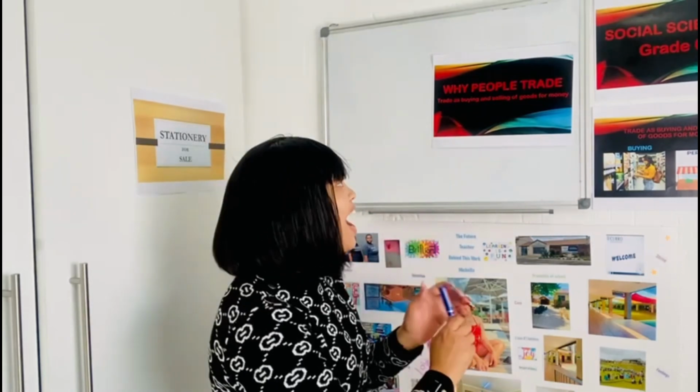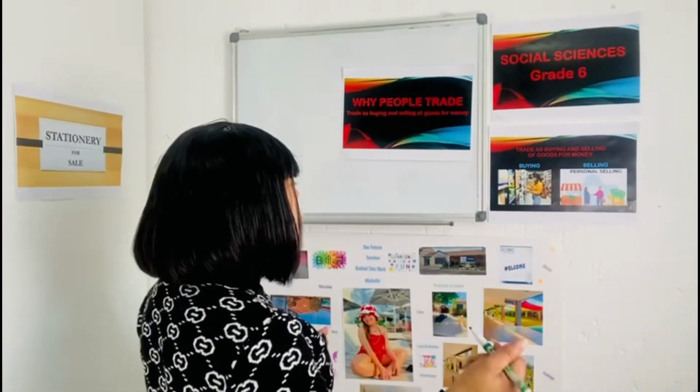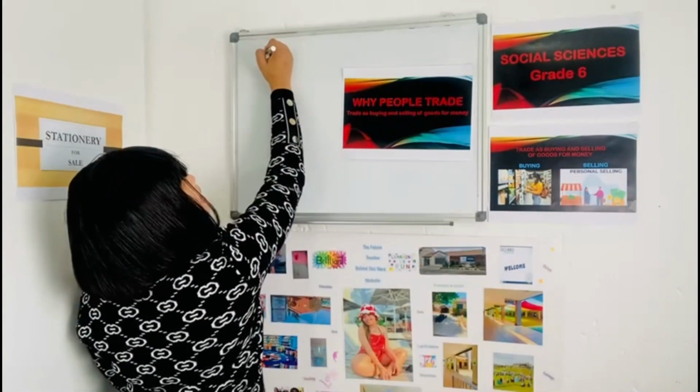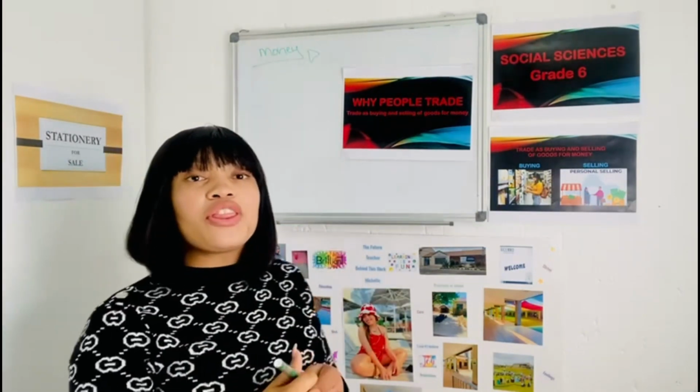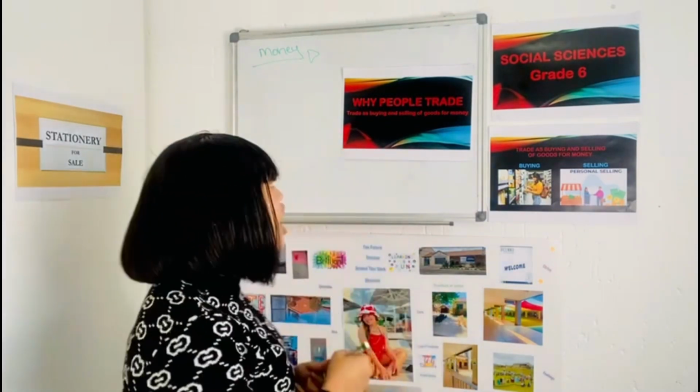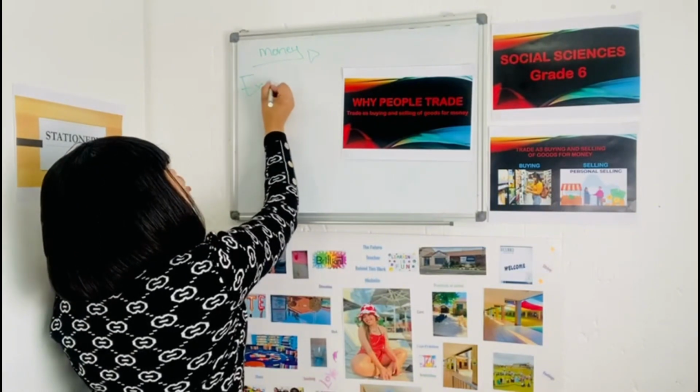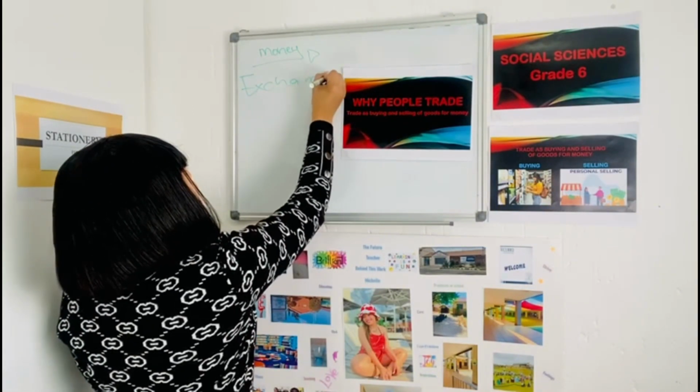Today we are going to talk about why people trade. Today people use money to trade. We all know what money is, right? They use money to trade. Money makes buying and selling very easy because people do not have to carry lots of objects around to exchange. We all know what exchange is, right?